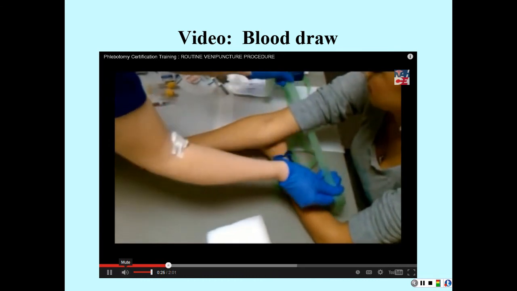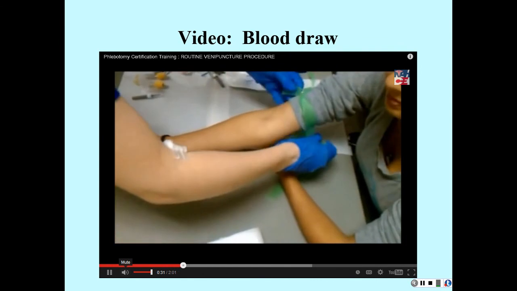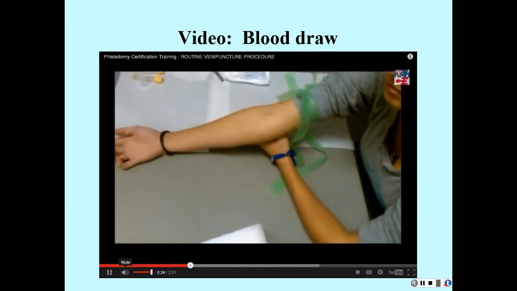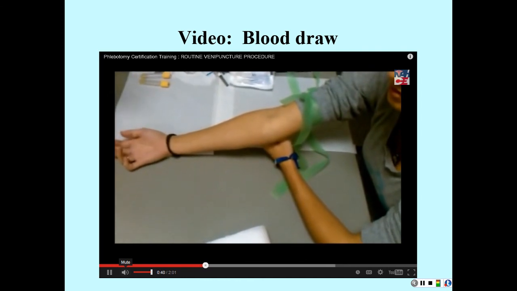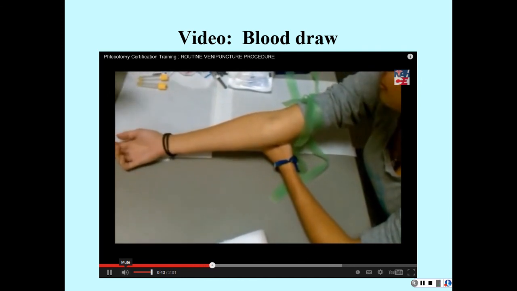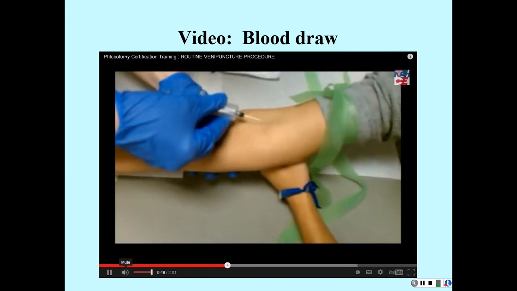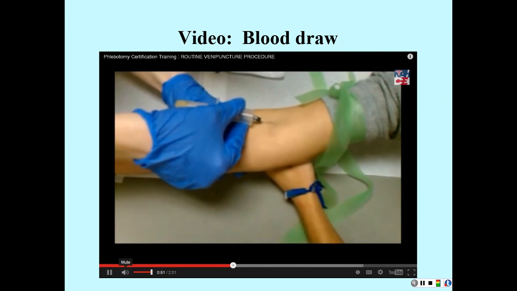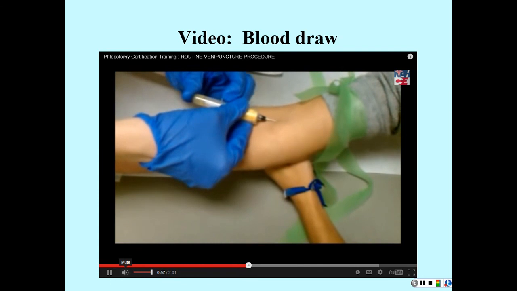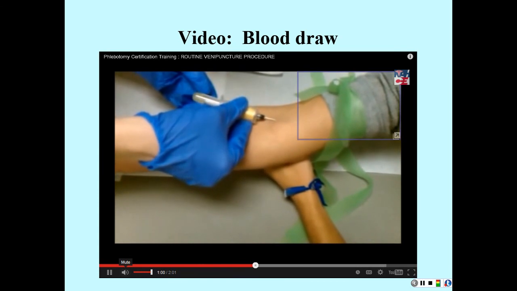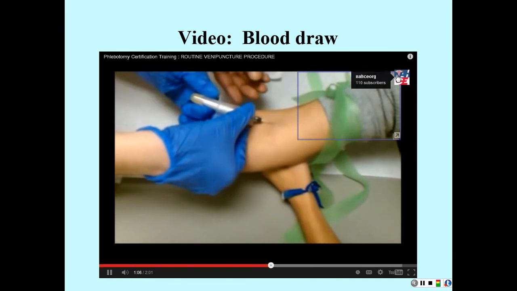Tie the tourniquet 4 to 6 inches above the site, depending on the length of the patient's arm. Do not leave the tourniquet tied for longer than 1 minute, or it may affect lab results. Taut the skin to anchor the vein. Insert the needle at a 15 to 30 degree angle with the bevel facing up. After insertion, push the test tube in to allow blood flow into the tube. If blood does not appear in an evacuated tube upon venipuncture, slightly reposition the needle.